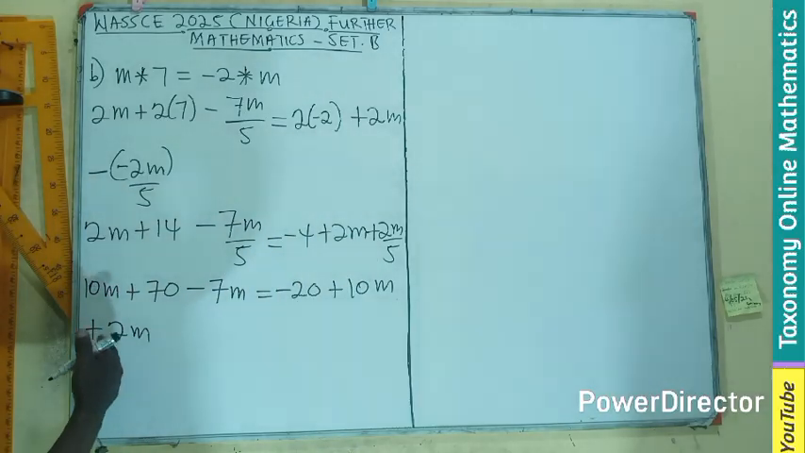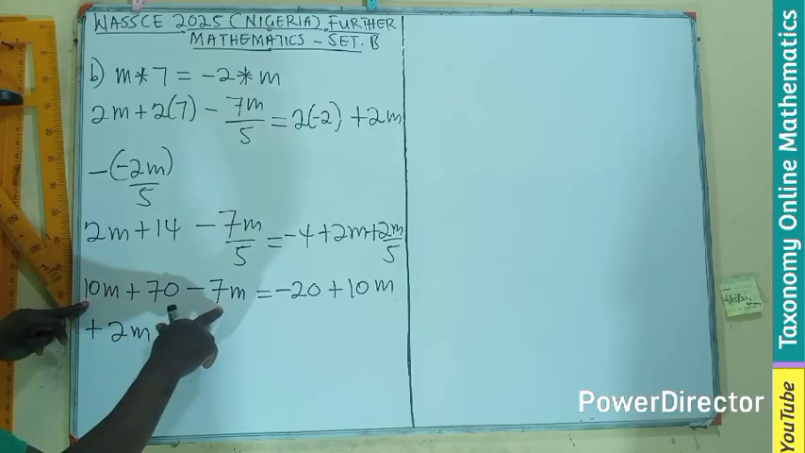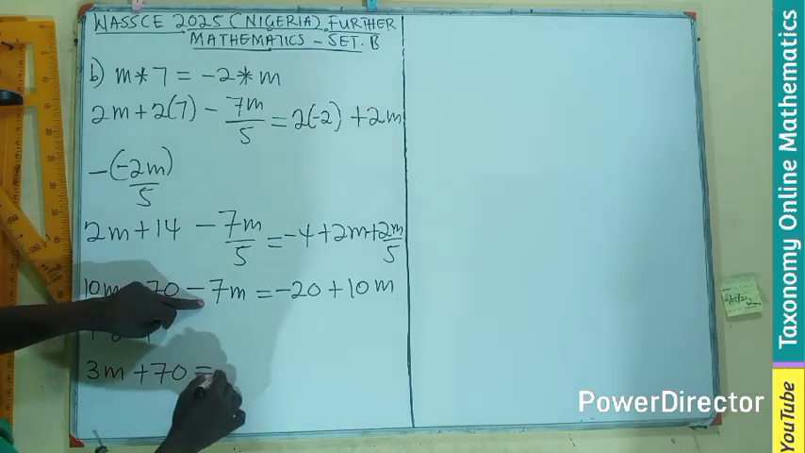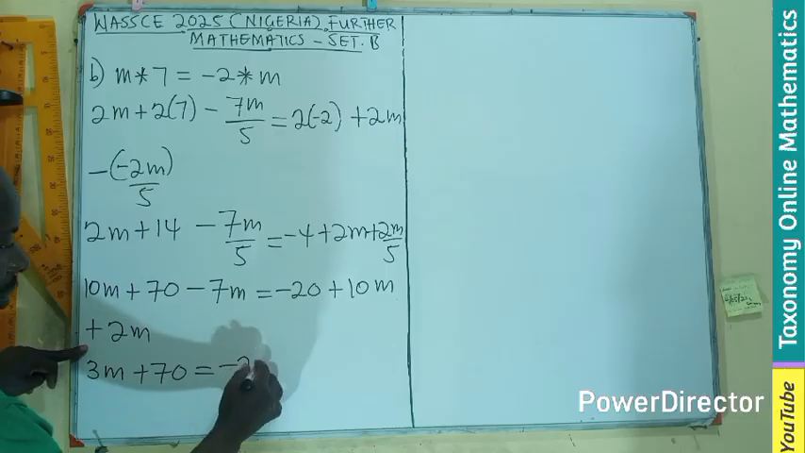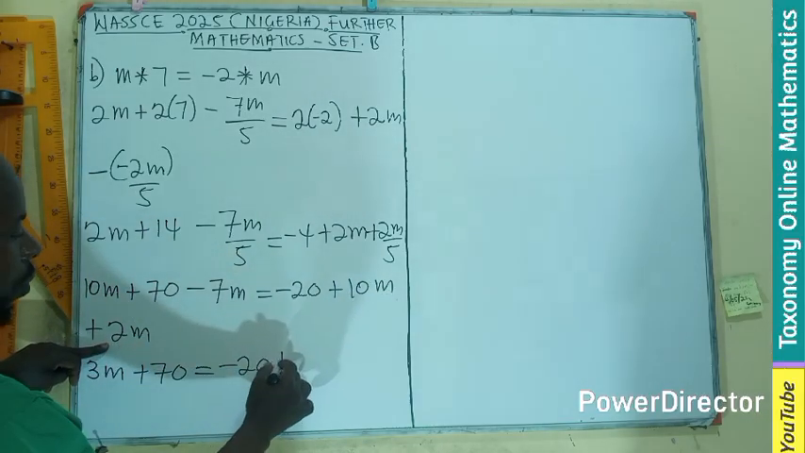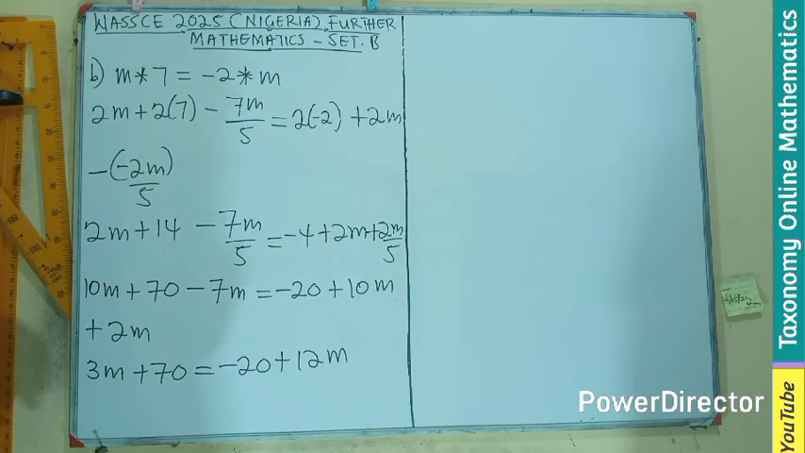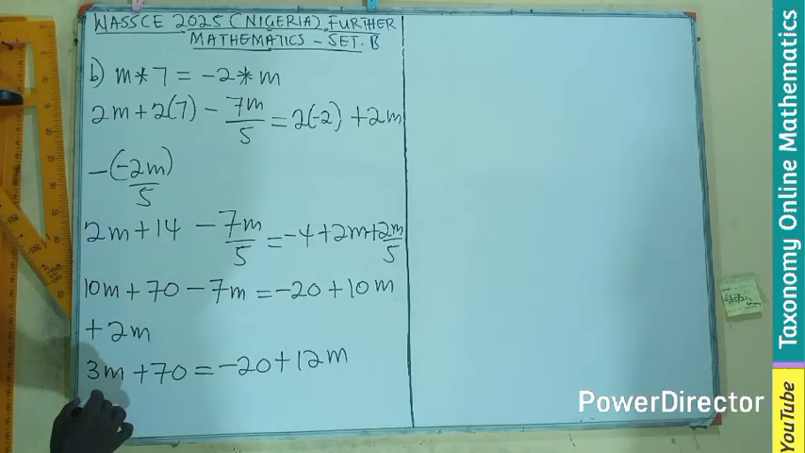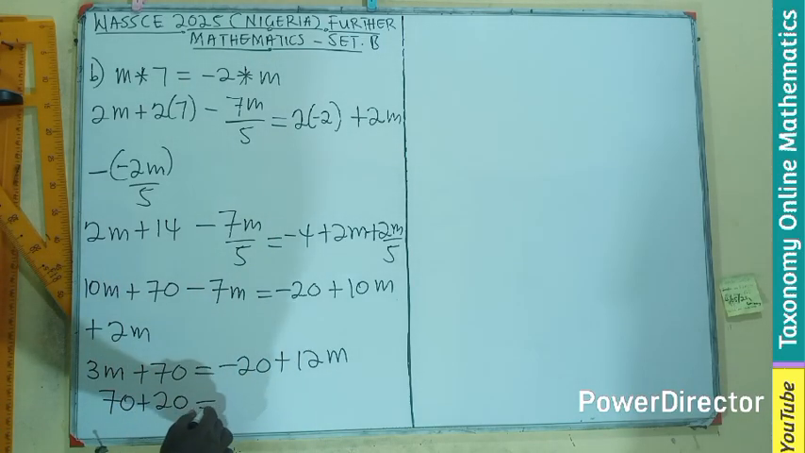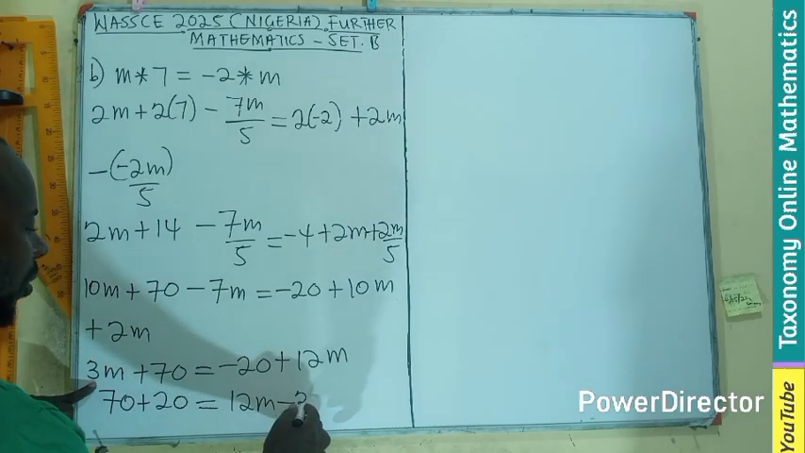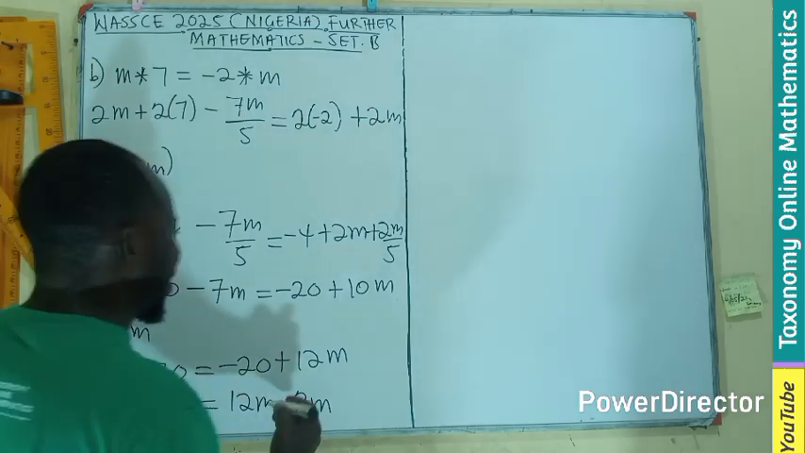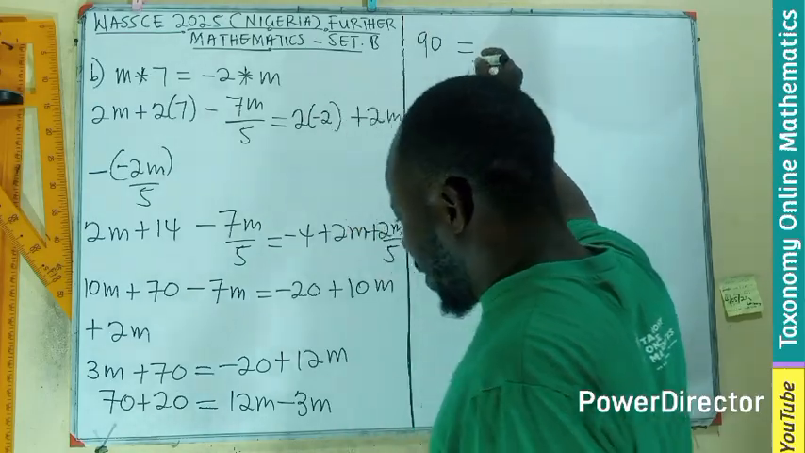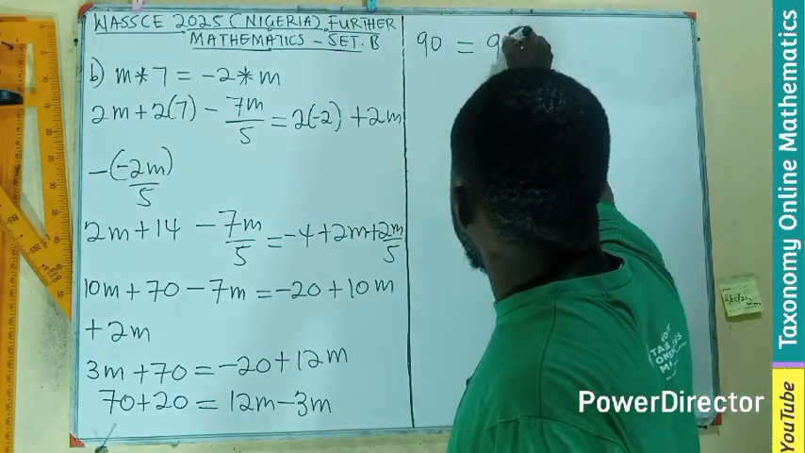Now let's group them together. I should be having 10m minus 7m. That will give me 3m. Then I have plus 70 equals to minus 20. Then 10m plus 2m will give me 12m. Alright, what is next? We are going to group like terms again. So negative 20 comes here, positive 3 goes there. So I should be having 70 plus 20 equals to 12m minus 3m, right? So your left side should be giving you, I think that will be 70 plus 20 will be 90. 12m minus 3m, that will be 9m.